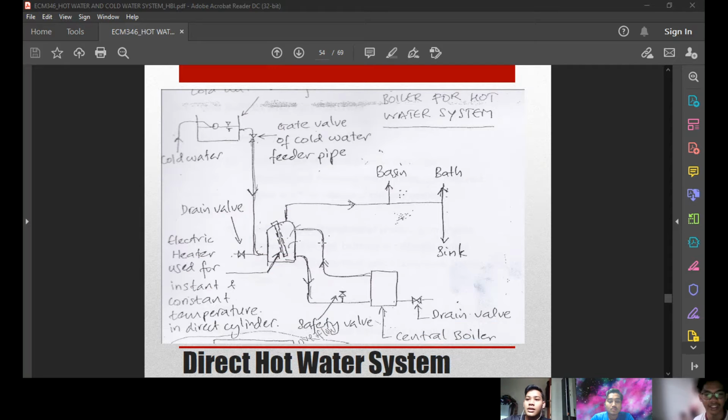Okay, this is the figure that has been drawn. This is the cold water, and the gate valve of the cold water feeder pipe. The drain valve is here, the water will flow and go to the electric heater, and the electric heater is used for instant and constant temperature in the direct cylinder.